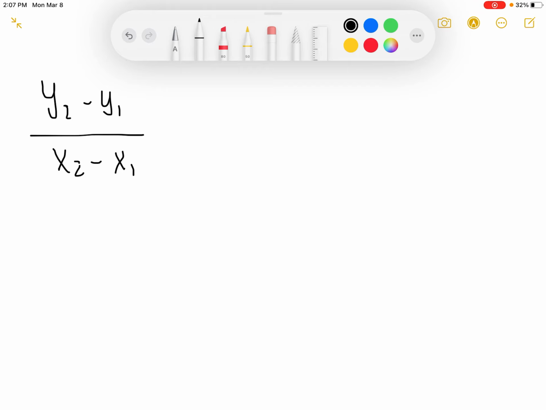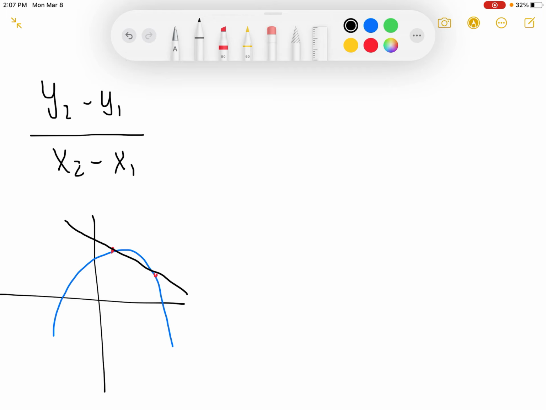So when you have quadratics, you might have this, and then there's 2 points, and it might say what's the average rate of change through these points. And then there's a line that can go through that called the secant line. So anyways, that's what that is.